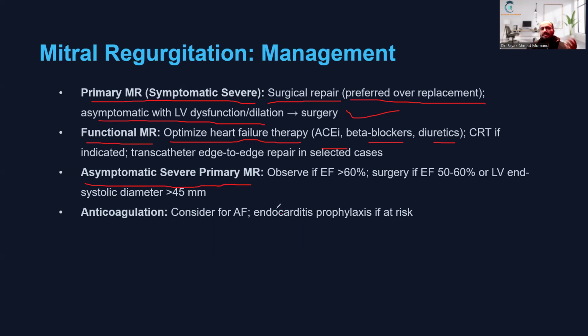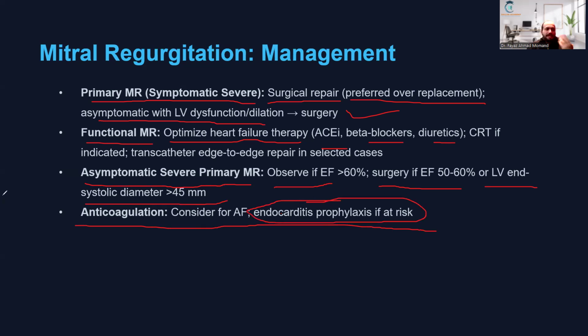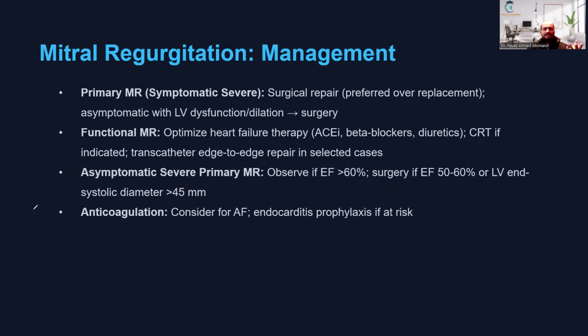Asymptomatic primary mitral regurgitation: observe if the patient's ejection fraction is normal. Surgery if ejection fraction is between 50 to 60%, or left ventricular end systolic diameter is more than 45 millimeters. Anticoagulation is given only if the patient has AFib. And we give endocarditis prophylaxis, like antibiotics, if they're getting any routine dental work or anything done. We give them antibiotics. Most likely, in most cases, it's a combination of amoxicillin and clavulanate.